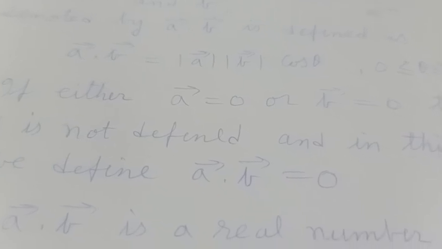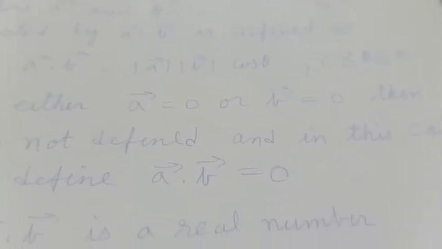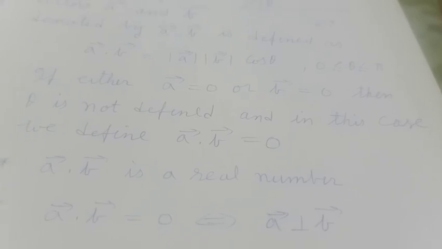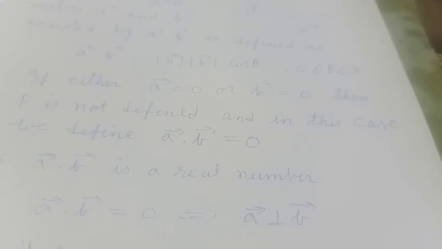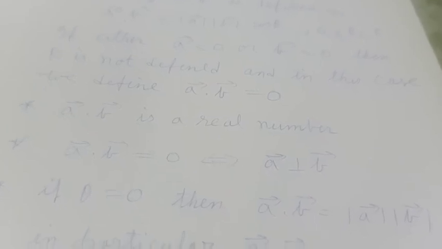If either vector a equals 0 or vector b equals 0, then theta cannot be defined, and in this case we define a dot b equal to 0. Now the first thing we note is that a dot b is a real number, because a dot b equals mod a mod b cos theta. So the value of a dot b does not contain any vector quantity. Then the second thing, a dot b equals 0 if and only if vector a is perpendicular to vector b.